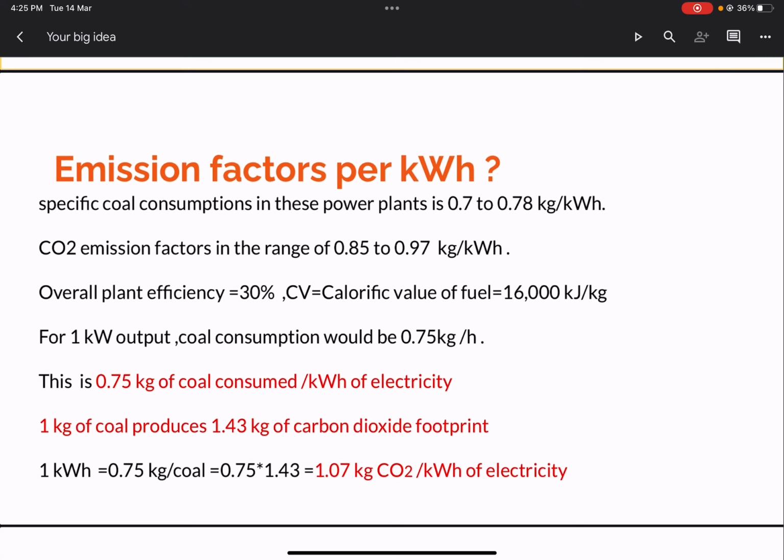Right? Now, how is 1 kg 1.43, then how come this 1.07 arrived? So, we say that for 1 kilowatt hour, the coal consumption is 0.75 kgs in the Indian case. So if it is 0.75, that gives us the carbon footprint as about 1 kg for every unit of electricity generated. Okay. So this is how the emission factors are calculated.